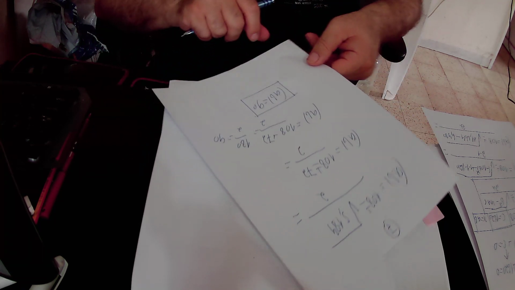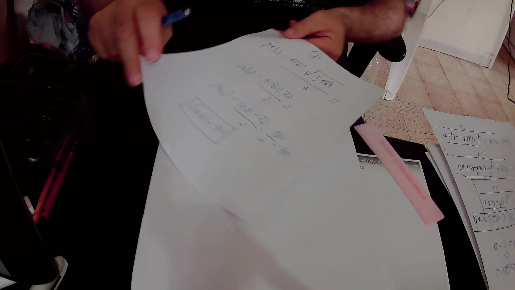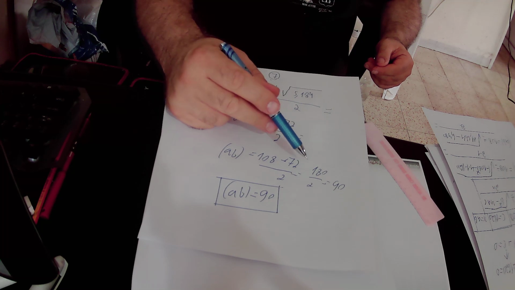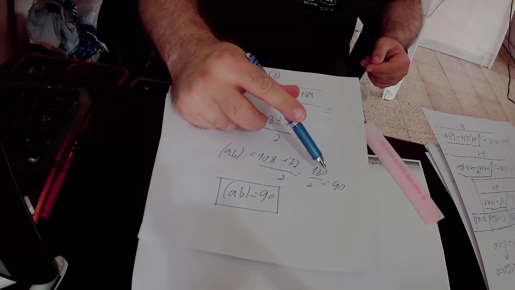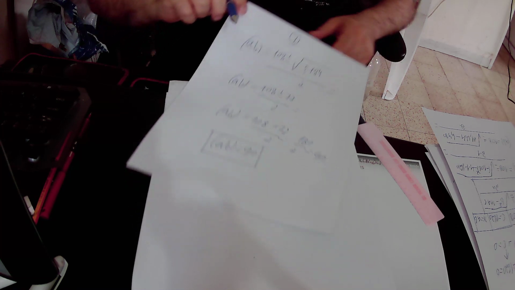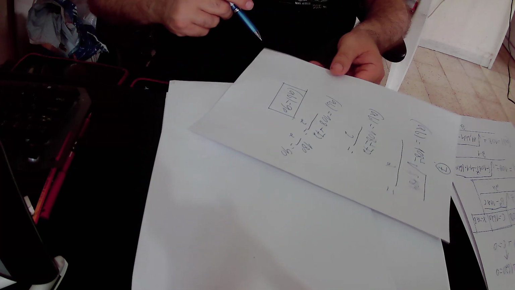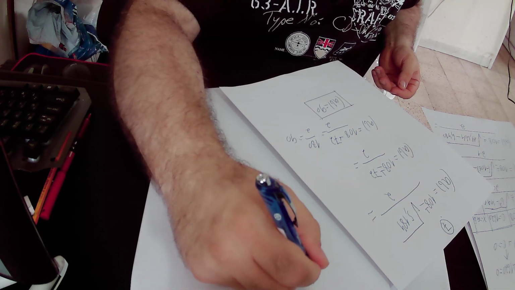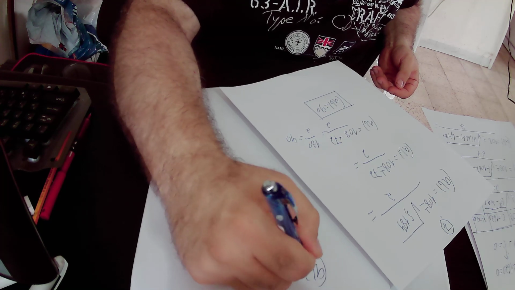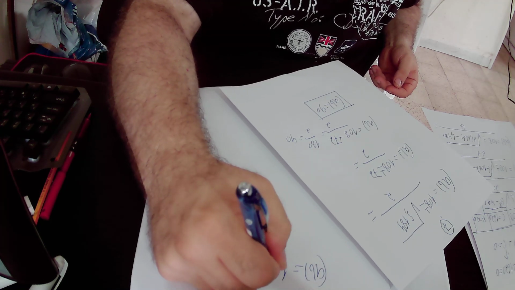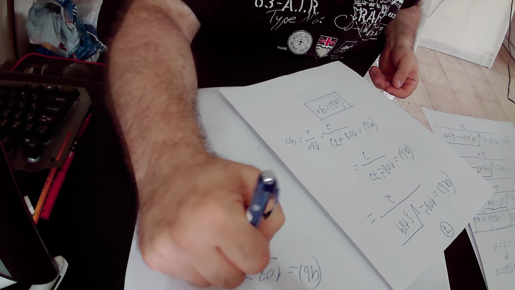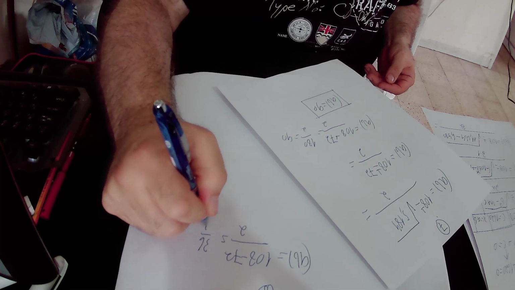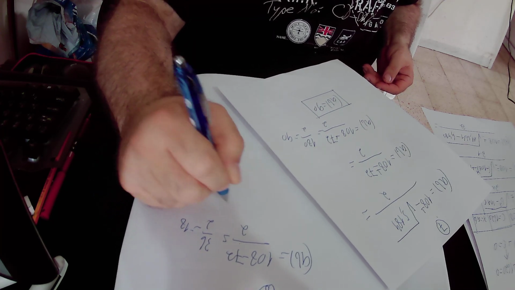But we must consider also the second solution. Here, I will explain: 108 plus 72 is 180, divided by 2 is 90. But we must consider the second solution also. That is actually A times B equals 108 minus 72 divided by 2. 108 minus 72 equals 36, divided by 2 is 18.